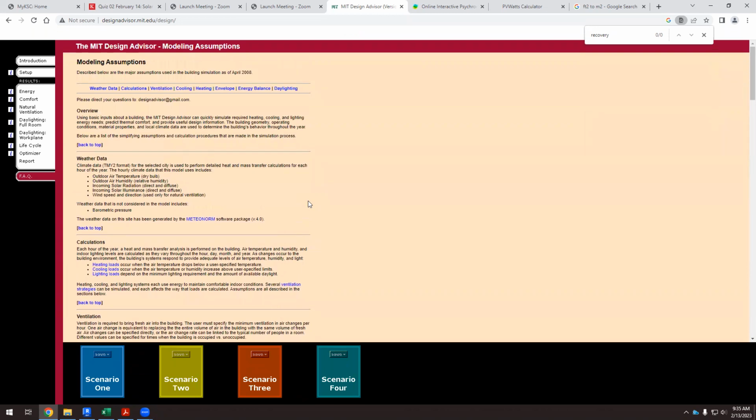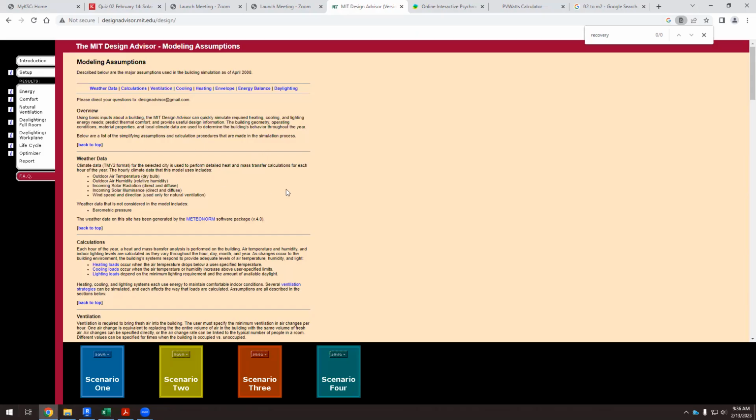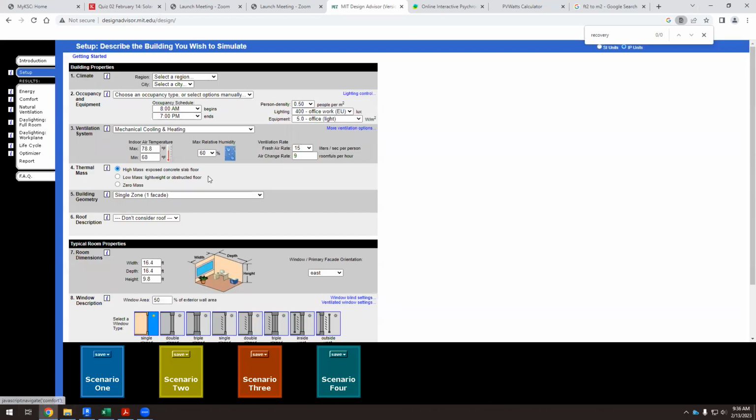Okay, so those guys at MIT don't have this simple percentage. What is the heat recovery system, 60%? They don't have this. They don't assume that we can have heat recovery in our building. So when it comes to the mechanical cooling and heating, we can have mechanical ventilation or natural ventilation. We can assume mechanical, but without the heat recovery.